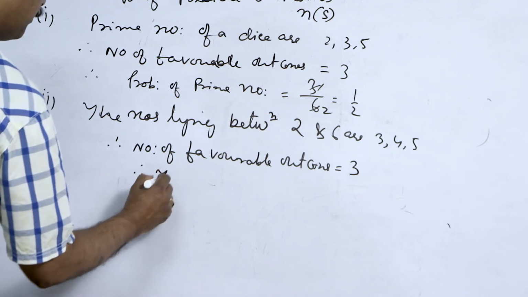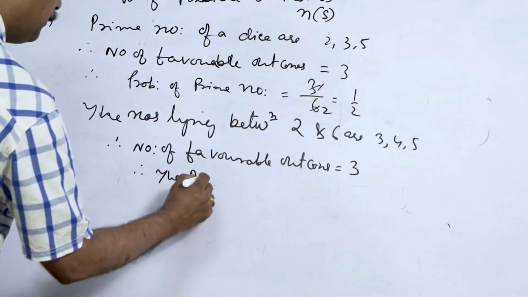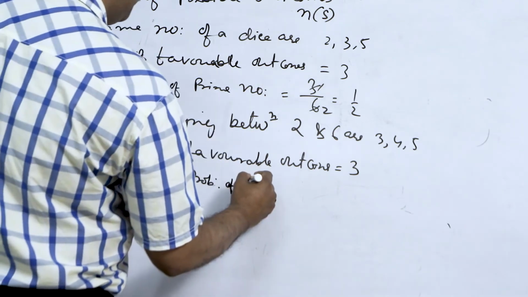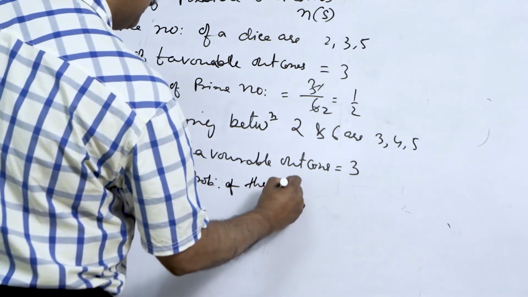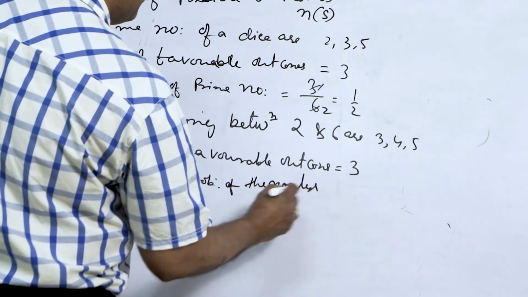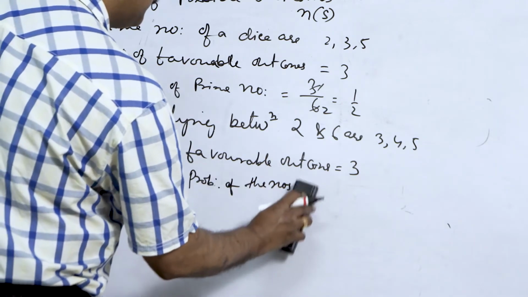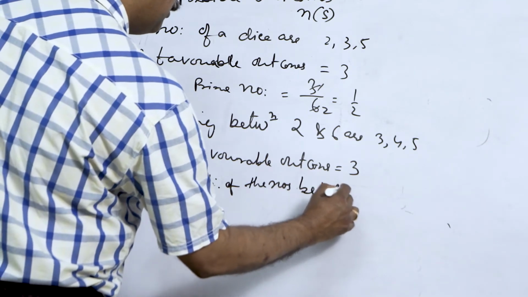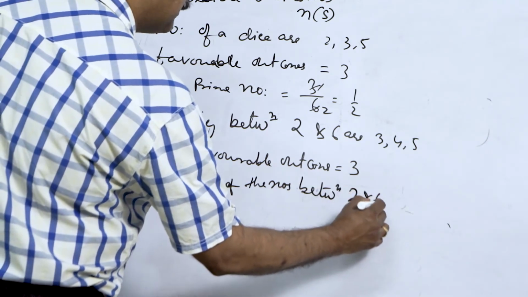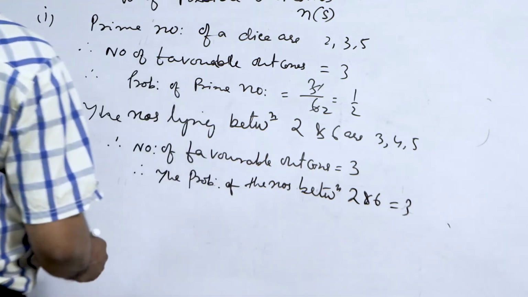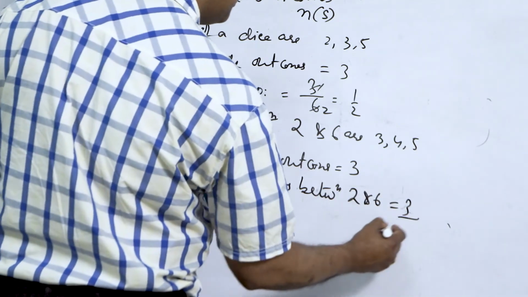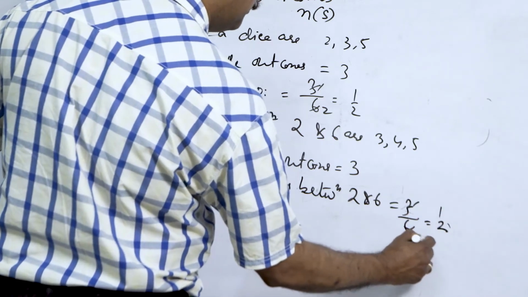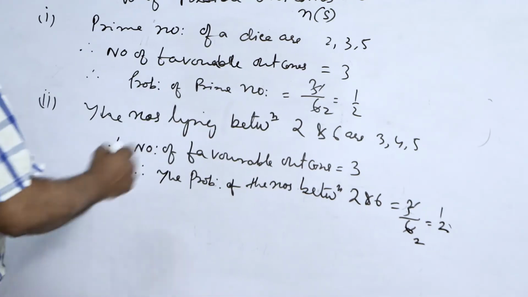So therefore, the probability of the numbers between 2 and 6 is equal to 3 by how much? Total possible is 6. So it's also 1 by 2. You cancel.